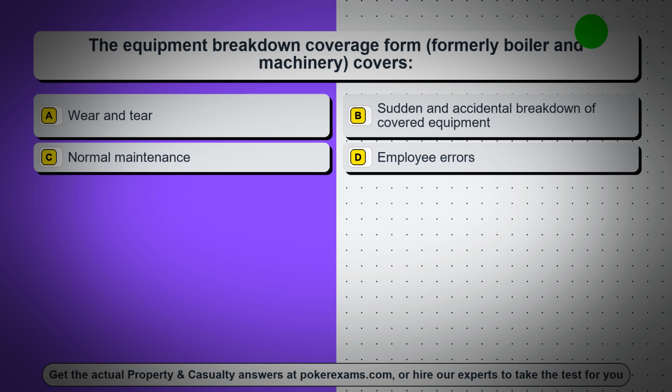Question 38. The equipment breakdown coverage form, formerly boiler and machinery, covers: Option A, wear and tear. Option B, sudden and accidental breakdown of covered equipment. Option C, normal maintenance.